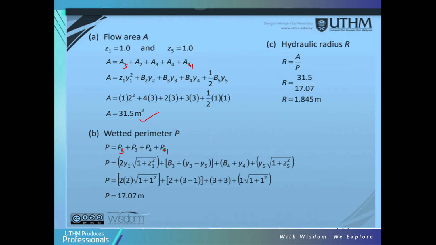Just change here. So just put all the values here and you get the P, this one. After you get the A and the P, you get the R. Okay, that's all. This is the step to get the area, the weighted parameter and the R, using the combination of 3 or 2 types of open channel.